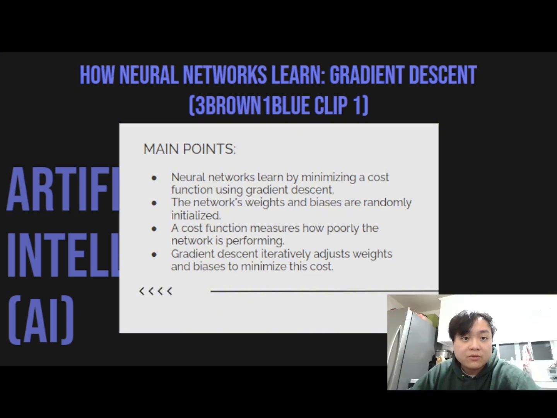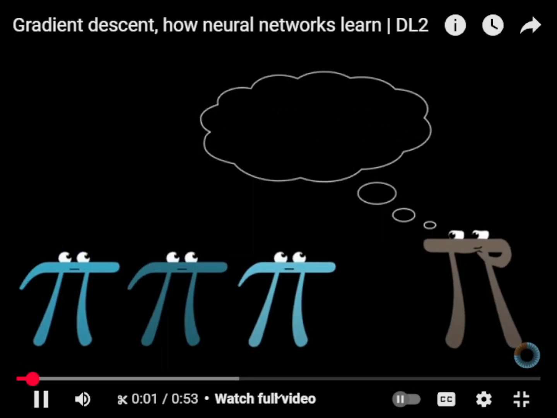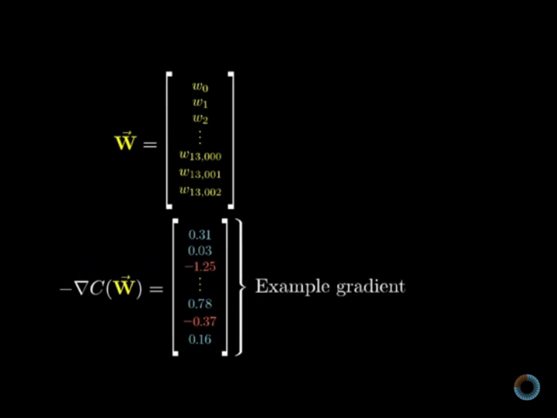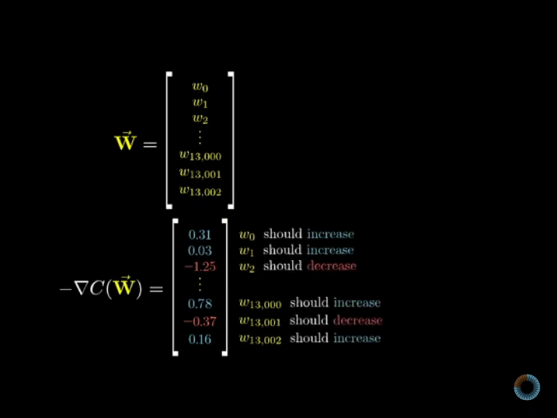Moving on to clip 2 from 3 Brown and 1 Blue. It's actually a nice non-spatial way to think about this. Each component of the negative gradient tells us two things. The sign, of course, tells us whether the corresponding component of the input vector should be nudged up or down. But importantly, the relative magnitudes of all these components kind of tells you which changes matter more.